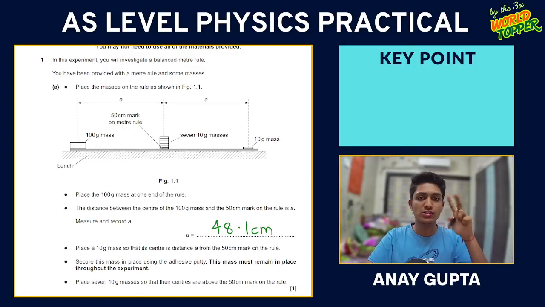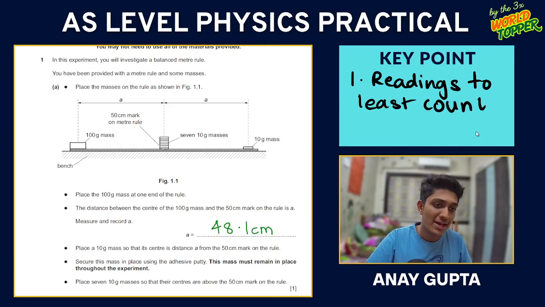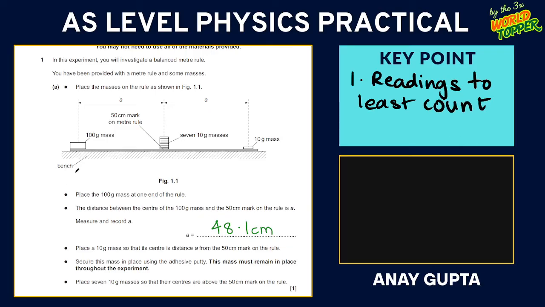Now, two things to take care of. Our first two key points. Number one is our readings have to be to the least count. What does that mean? So our ruler measures to the nearest 0.1 centimeters, right? So our ruler measures to the nearest 1 millimeter. That means that our value over here is going to be to one decimal place. If we used a vernier caliper, for example, it would measure to the nearest 0.01 centimeters. Hence, our value would be to two decimal places. If we used a micrometer, our value would be to three decimal places, and so on and so forth.